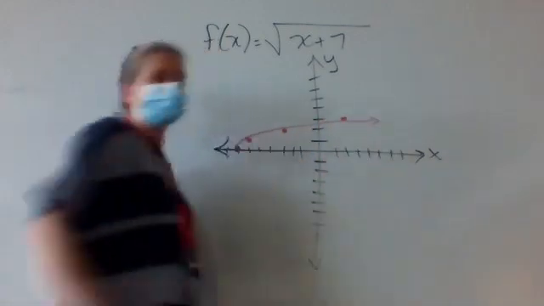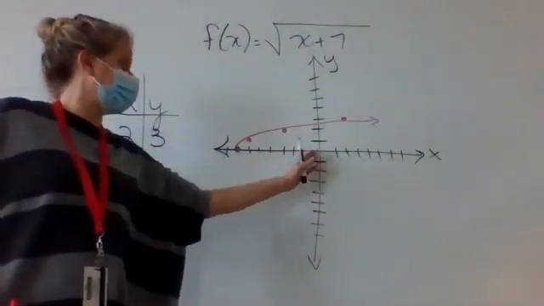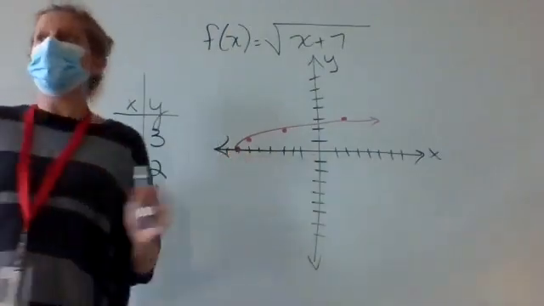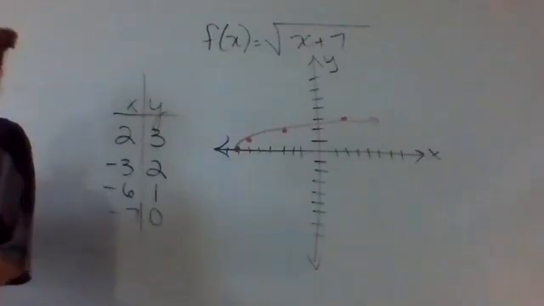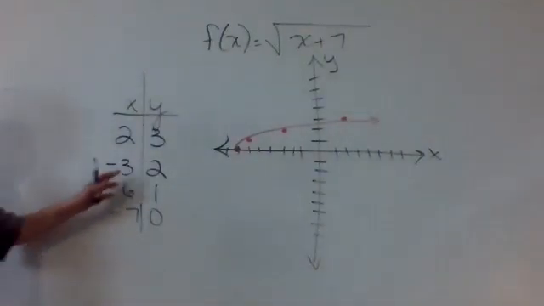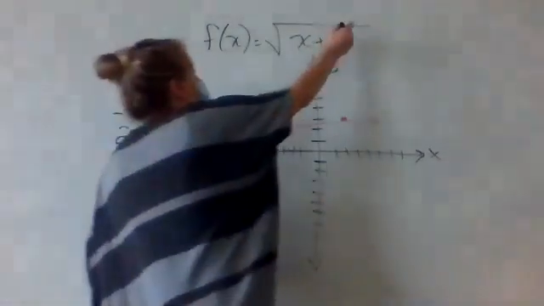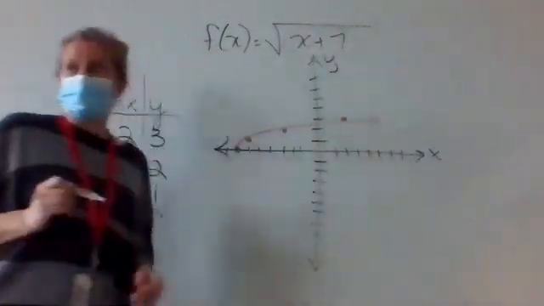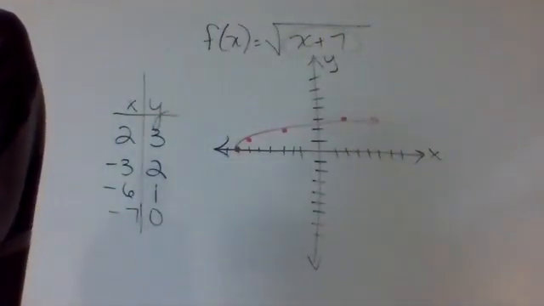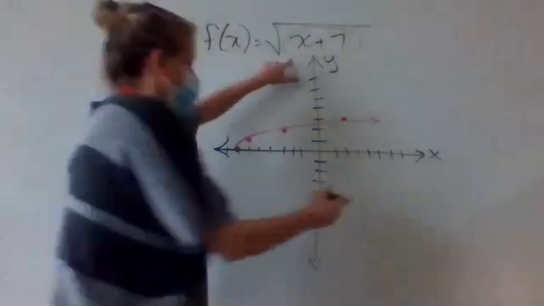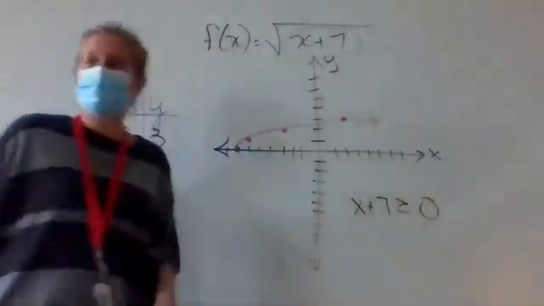So there's what it looked like. So that would be this square root graph. And look, where it started, it was shifted to the left 7. So we're talking about the domain here, right? Now, it doesn't say x can't be negative. It says the whole thing under there has to be positive, which means x plus 7 needs to be greater than or equal to 0.